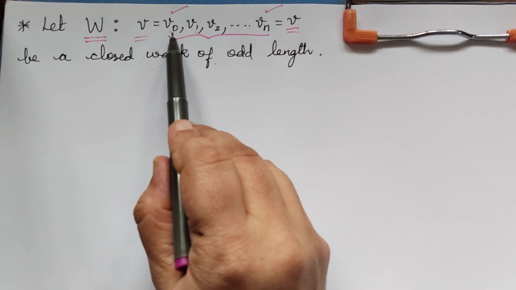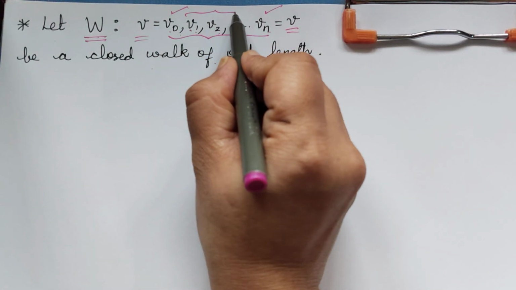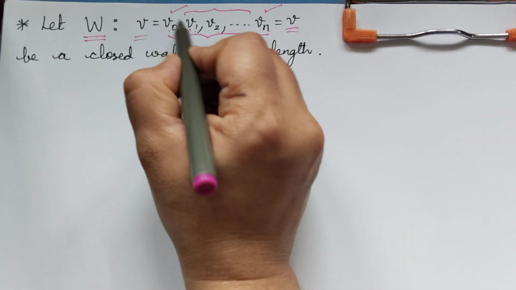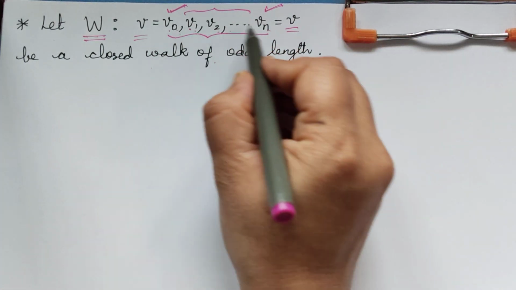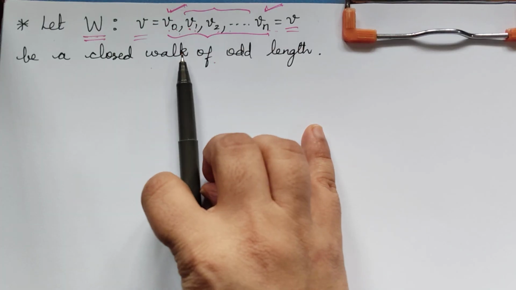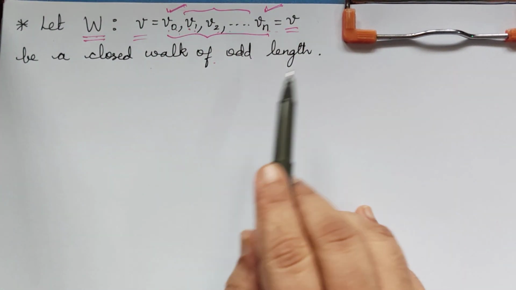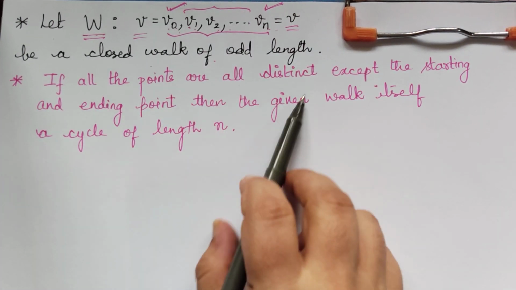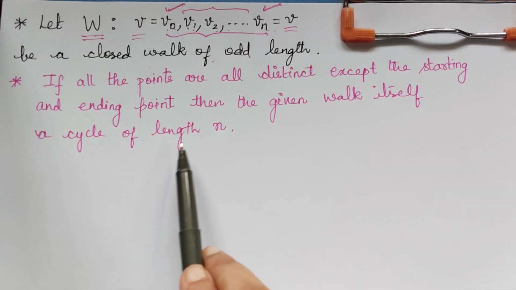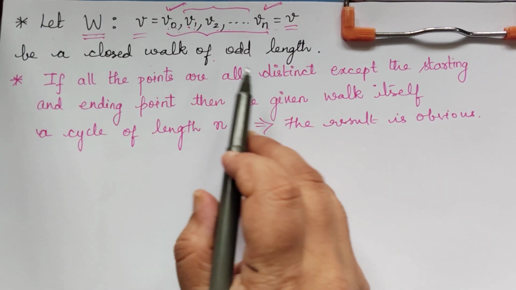Now if all the internal vertices are distinct and the starting and the ending point alone are same, in that case, the walk itself becomes a cycle, and therefore it contains a cycle, which proves the required theorem. So we will write that. And the result is obvious in this case. If all are distinct except the starting and ending, then the walk itself becomes a cycle of length n. And the result is obvious. So in this case it is done.